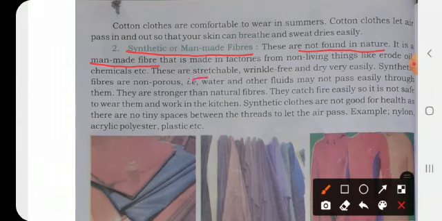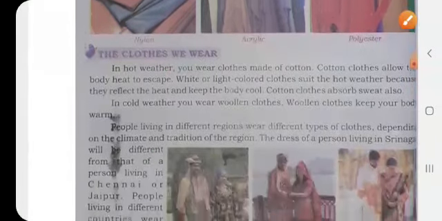These are stretchable, wrinkle-free and dry very easily. So these kinds of fibers give us a different kind of clothes, like the nylon clothes. But these synthetic fibers are also very dangerous. They catch fire easily, so it is not safe to wear them and work in the kitchen. Synthetic clothes are not good for health because they have no tiny spaces between the threads to let the air pass. That is why it is not safe to use them when you are in the kitchen.